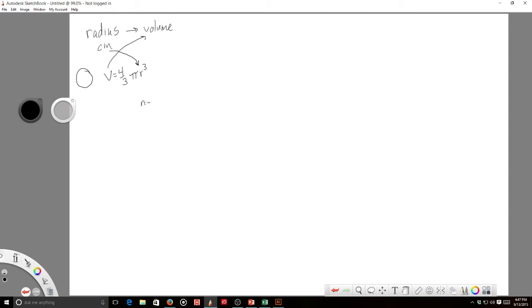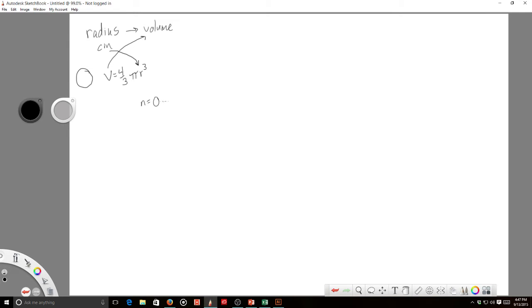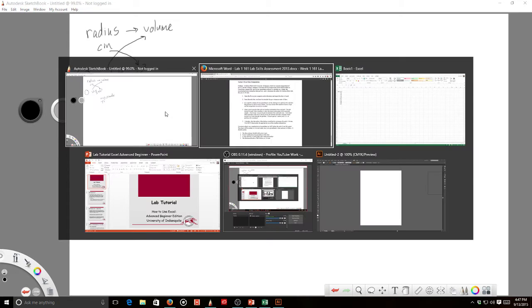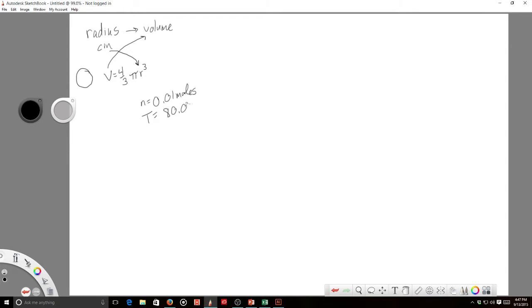So I know my number of moles, and that was, let's see here, 0.01 moles. And I know my temperature, because that's what it gave me, and I think that was 80 degrees Celsius, right? Yep, 80 degrees Celsius right up here. So given that I now have a volume of my balloon, I've also got my number of moles and my temperature. I can remember that I've got the universal gas constant, which has a couple different forms. But since I'm using volume here and dealing with a gas, I'm going to take the form that usually looks like this: 0.08206 atmospheres times liter per mole per Kelvin.